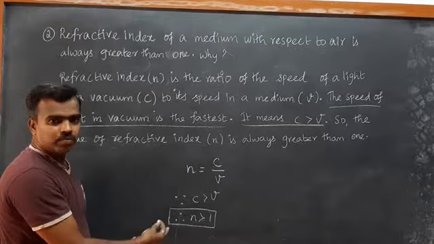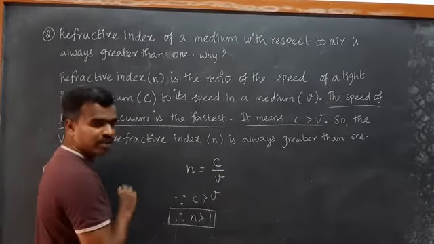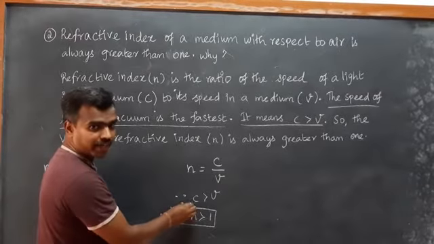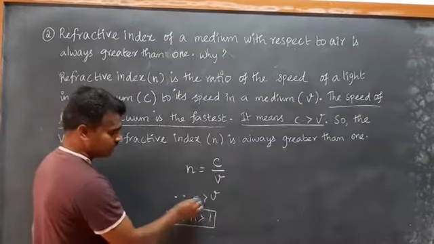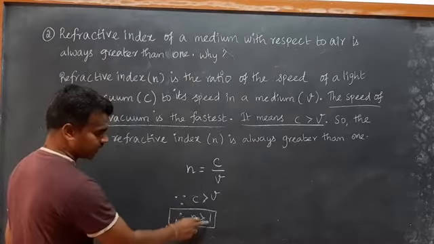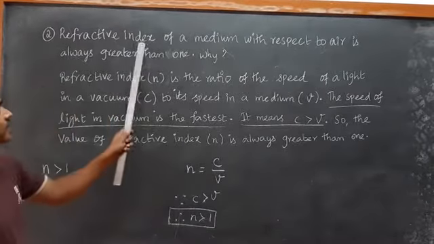By derivation, n is equal to c by v. c is greater than v, since the speed of light in vacuum is the fastest. A greater value divided by a smaller value is always greater than 1. That's why they are asking this question.